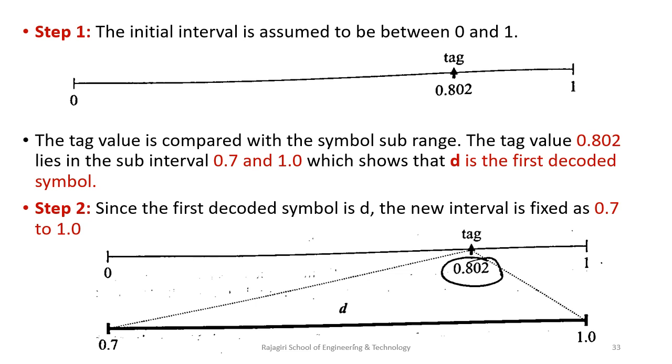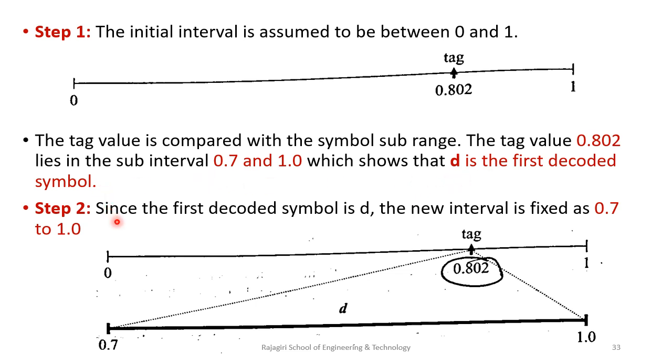In the first step, we will consider the initial interval 0 to 1, and the tag value 0.802 is compared with the symbol subranges. On comparing, we find that the tag value 0.802 lies in the subinterval 0.7 to 1, which corresponds to the subrange of the symbol D. This shows that D is the first symbol that was transmitted.